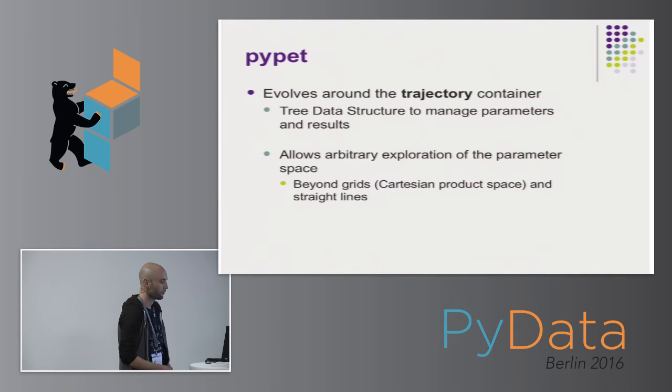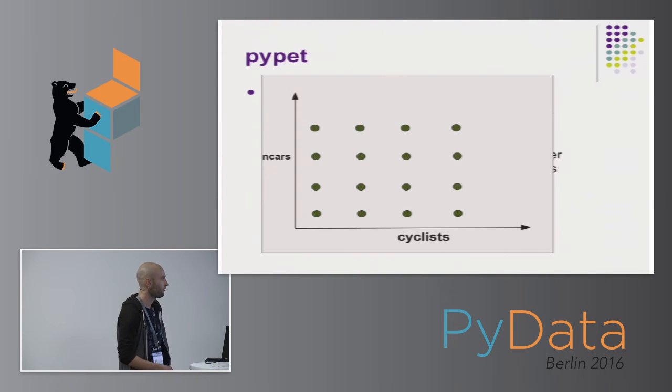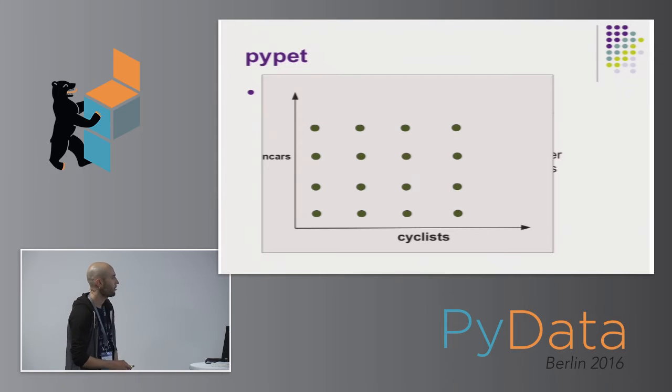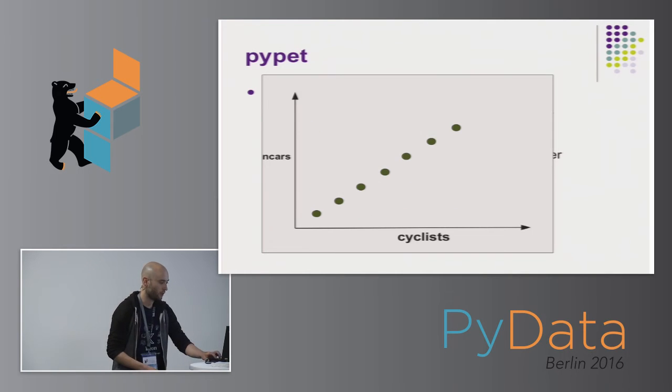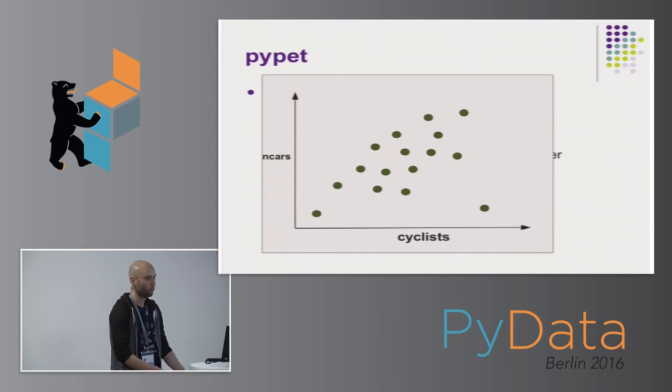You can do some arbitrary exploration. Because we had, for instance, our two parameters, number of cars and number of cyclists, you try to explore the space like this, a simple Cartesian product space, or a line, or whatever comes to your mind.